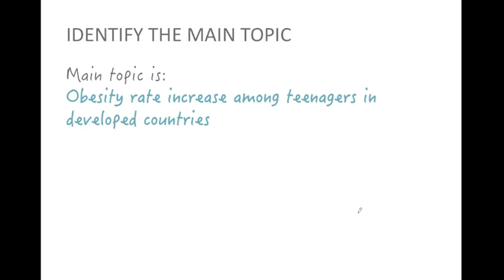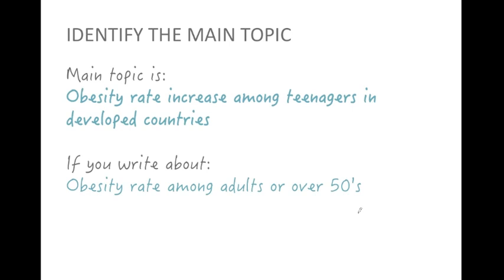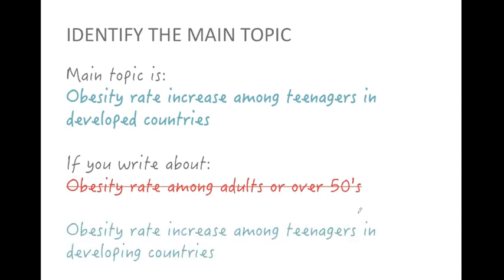Now, the big mistake that most IELTS candidates make is they write about a topic which is not the main topic. So they might write about obesity rate among adults or people who are above 50. That's incorrect. Or you may write about obesity rate increase among teenagers in developing countries. Again, that's incorrect, because here the main topic was obesity rate increase among teenagers in developed countries, and that's all you need to write about. Nothing about adults or nothing about developing countries. Only stick to this main topic.